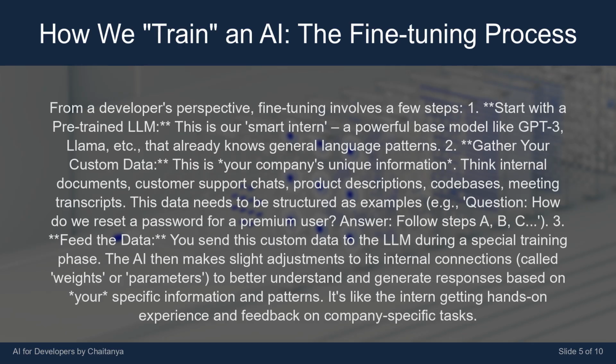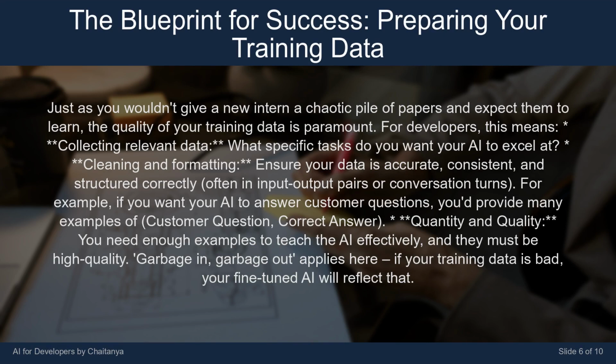3. Feed the data. You send this custom data to the LLM during a special training phase. The AI then makes slight adjustments to its internal connections, called weights or parameters, to better understand and generate responses based on your specific information and patterns. It's like the intern getting hands-on experience and feedback on company-specific tasks. Just as you wouldn't give a new intern a chaotic pile of papers and expect them to learn, the quality of your training data is paramount.